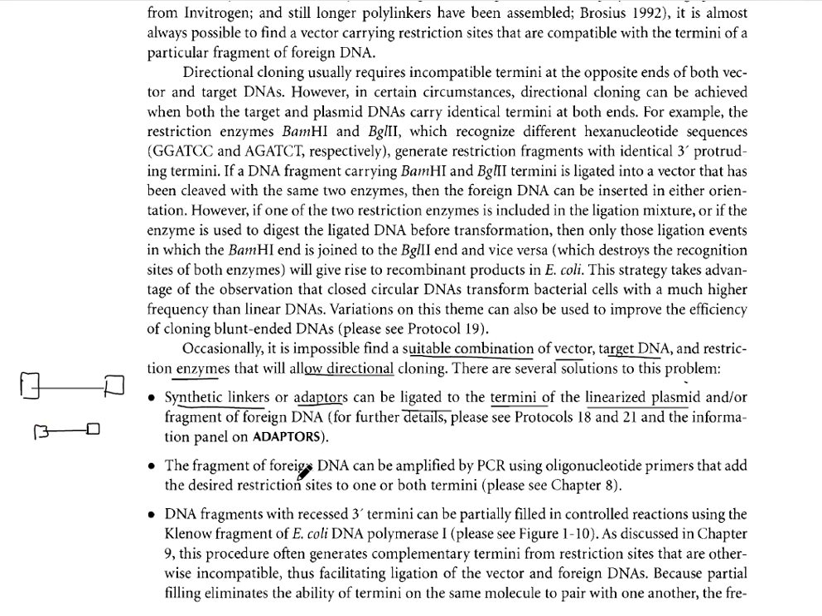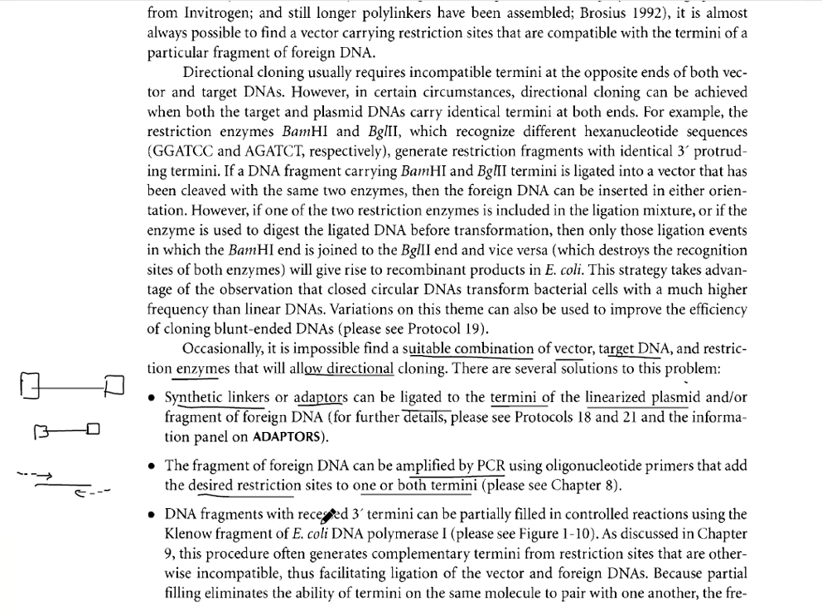The fragment of foreign DNA can be amplified by PCR primers that add the desired restriction site to one or both termini. So if this is a DNA, it is amplified by using a primer which will add the restriction site to both the ends of the DNA.